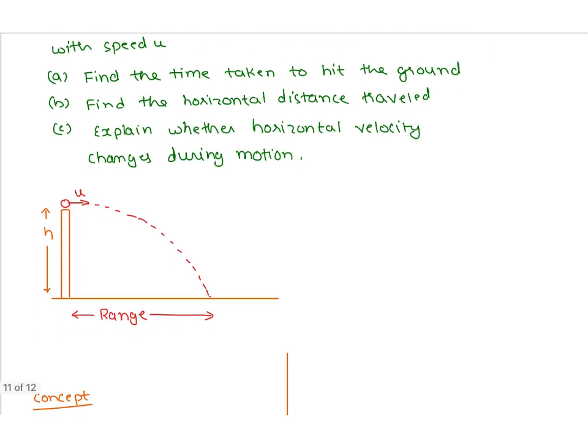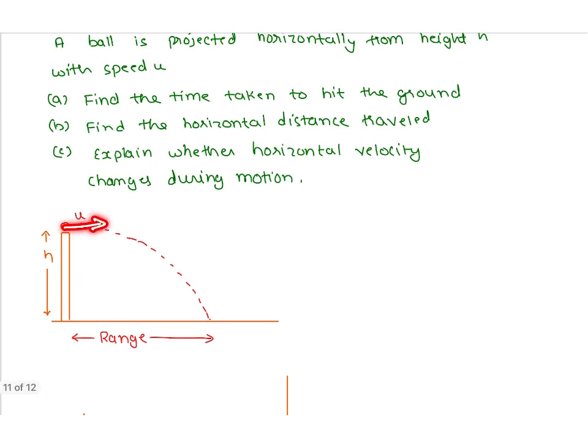Since this particle has been projected with horizontal velocity, let this direction be x and let this direction be y. The initial velocity is in x direction, so I can say initial velocity in y direction is zero. What is acceleration in y direction? It will be equal to minus g.